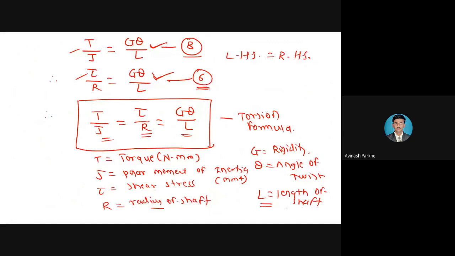I hope everyone has understood. If anybody has not understood, please ask me. I will repeat that particular part once again. It is very simple. By using the first 2 figures, half of the derivation is derived, and by the remaining figure, that elemental ring, the other part of the derivation is derived. After that, we have compared the first part and second part with each other, and from that you get the final equation. T upon J is equal to tau upon R is equal to G theta by L. Anybody having any problem, you can ask me. I will repeat the things once again.